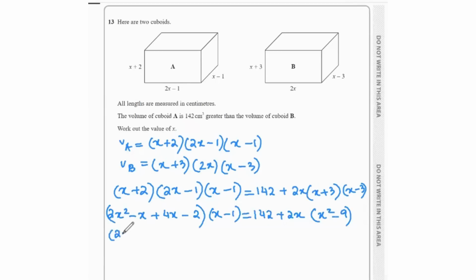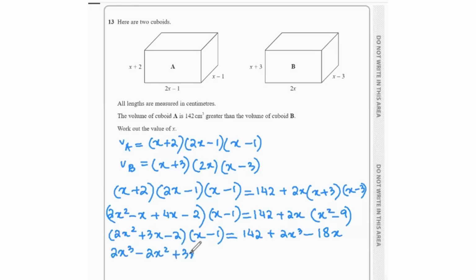Collect the like terms, so (2x squared plus 3x minus 2) times (x minus 1) equals 142 plus 2x cubed minus 18x. Okay, so that's on one side. So now we expand this bracket. So 2x squared times x is 2x cubed. 2x squared times negative 1 is negative 2x squared. 3x times x is plus 3x squared. Then negative 3x minus 2x plus 2 equals 142 plus 2x cubed minus 18x.